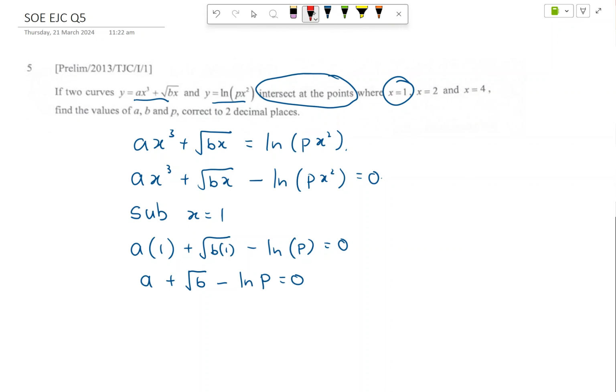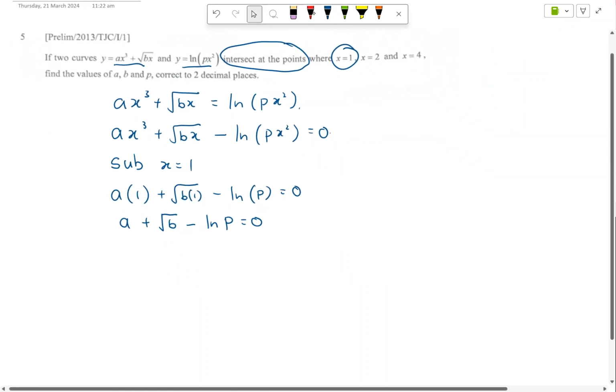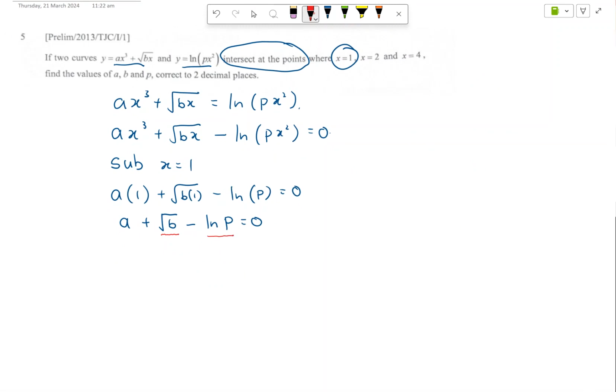Now, when you sub into your system of equations in the GC, you cannot put in square root b. So you know that this is one variable, as well as ln p is one variable. If it makes it easier to understand, I replace a by m, I replace root b by n, and I replace ln p by, to try not to use o, then we will use p, but my p is here, so then we will use q, equals 0. This would be easier for you to understand how to key into the calculator. If you know how to use this and carry on, that is totally fine as well.